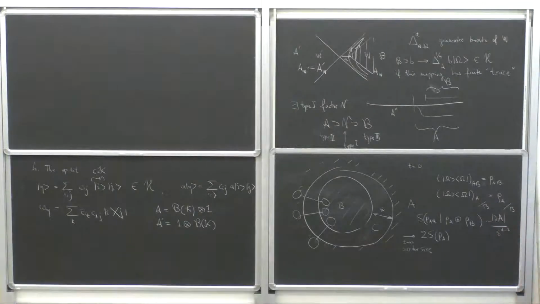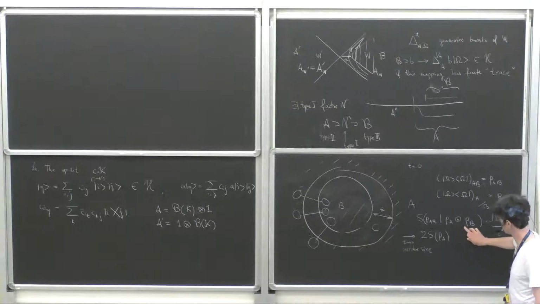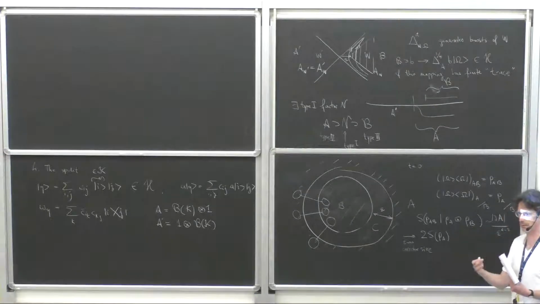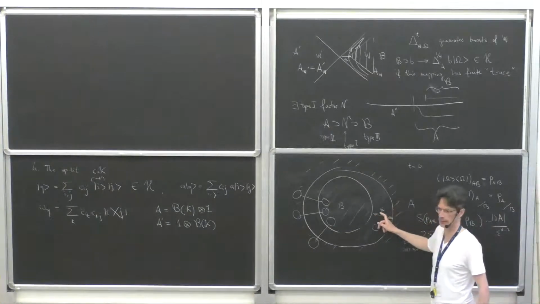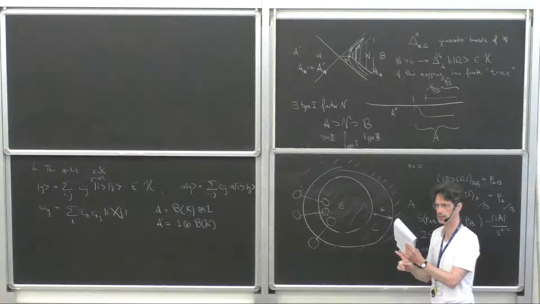Can I ask a quick question? You said we need the split to write the tensor product. Can you say again what goes wrong if we don't have the split? What goes wrong is that this doesn't make any sense because the Hilbert space doesn't factorize. If B is just the complement of A, the Hilbert space doesn't factorize.